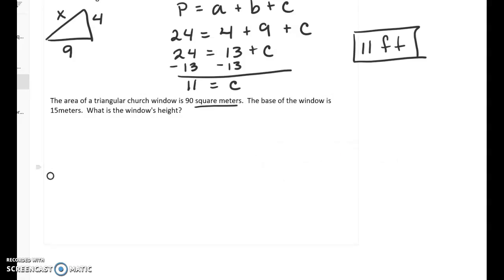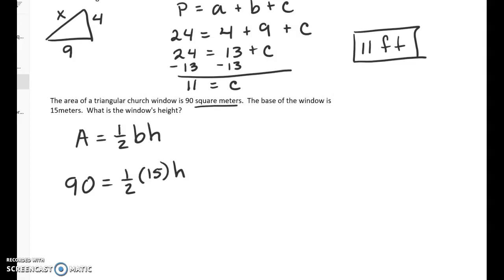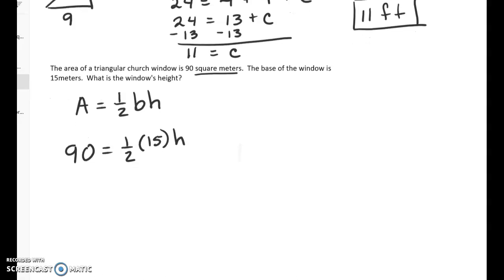What's the window's height? So we want to pull out our area formula for a triangle. Area equals 1/2 base times height. They tell us the area. The area is 90 square meters. We have the 1/2, that's a constant. They tell us the base is 15. They don't tell us the height. And so we get this equation.